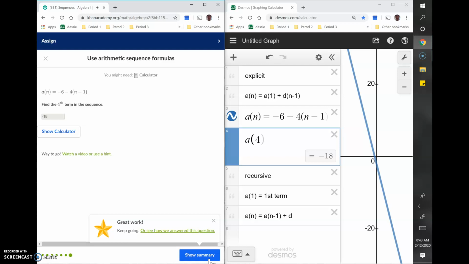And that is how you use arithmetic formulas to complete or find particular terms in the sequence. So make sure you've got the explicit formula in your notes and the recursive formula in your notes, as those are easy to forget.